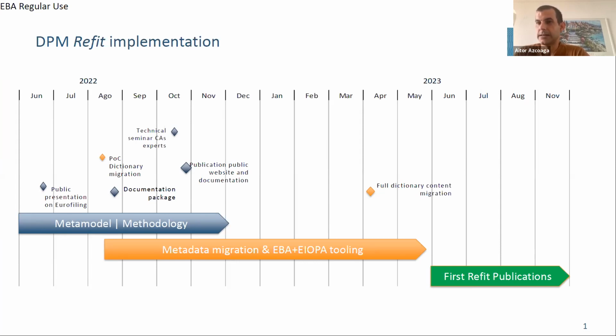And then we expect that by April we'll have a full dictionary migration with all the aspects applied, and then we will start with the first publications. This is still to be a little bit defined in terms of how the phasing is going to be. As we are two different authorities, we may have slightly different timelines, but definitely both authorities will go with all the long-term packages, and we will go with this new DPM Refit.